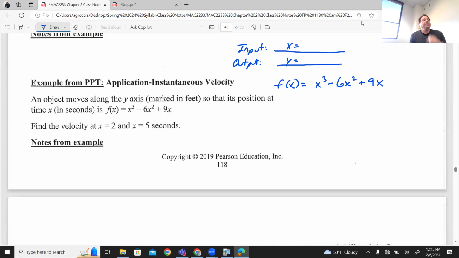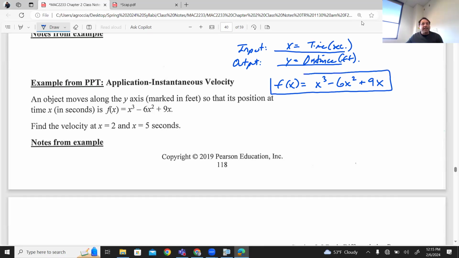Okay? So after looking at that, what's the input? Time in seconds. And what's the output? Distance in feet. Okay? So before we do anything, what's going on? We have this object moving left to right, basically. And with the original formula, which is given here, you are able to find out what happens after 2 seconds and what happens after 5 seconds.